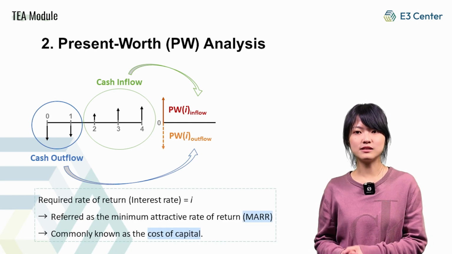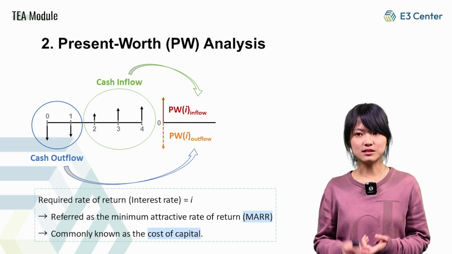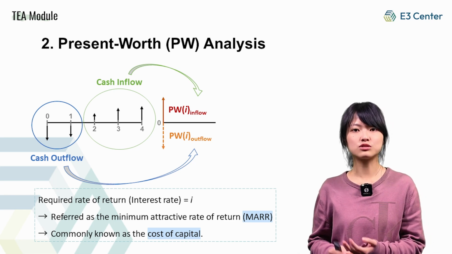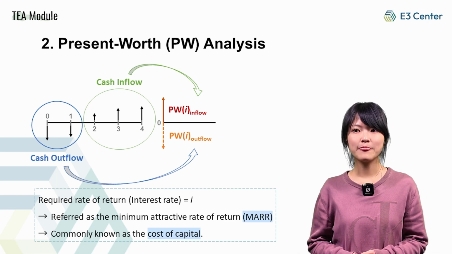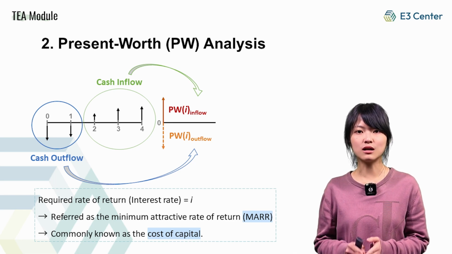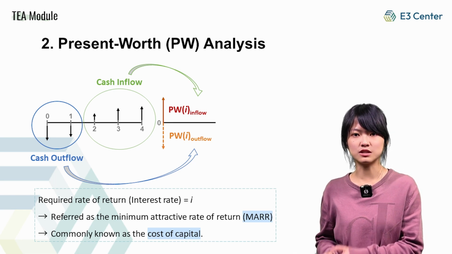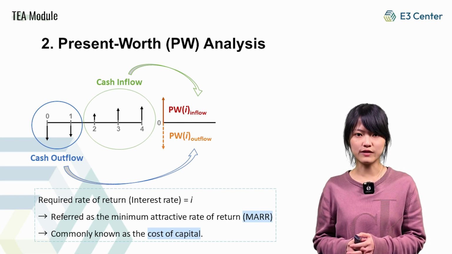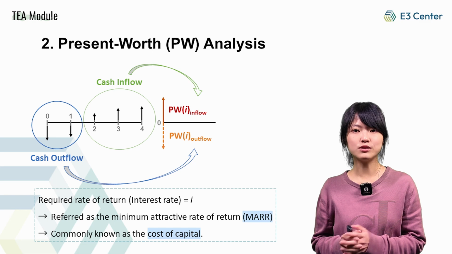Key aspects of this analysis include determining the return or interest rate that the firm wishes to earn on the investment, referred to as either the required rate of return or the minimum attractive rate of return, MARR, also commonly known as the cost of capital in the business community.